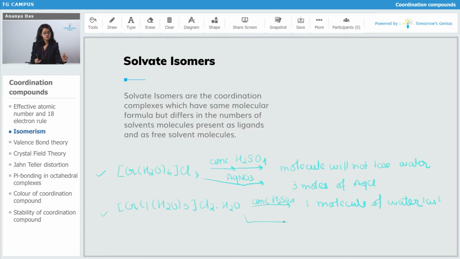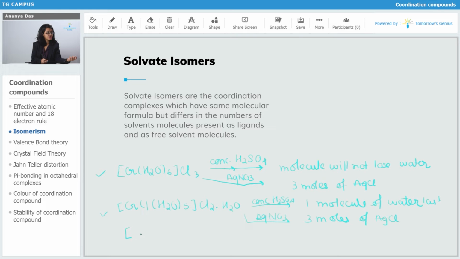And with AgNO3, it will give 3 moles of AgCl. Wait, so these both are solvate isomers. You can further try to make more solvate isomers of this.